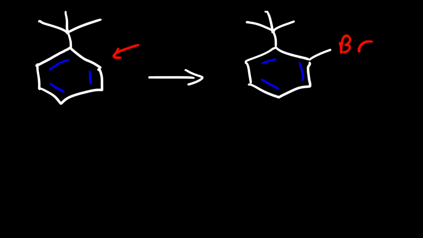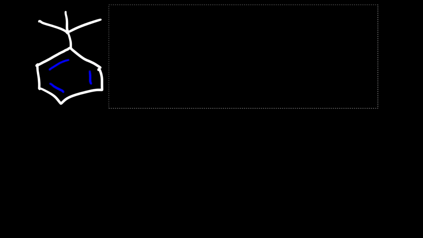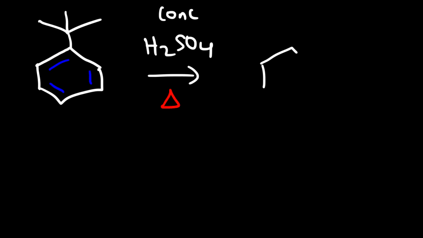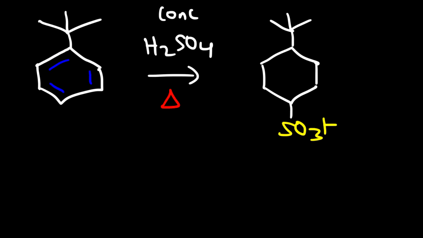So what we need to do is we need to use a blocking group, something that will block this position. And it has to be removable too. The best thing we could do is use sulfuric acid, concentrated sulfuric acid, with heat. And so what's going to happen is it's not going to go here because it's not accessible. At least that will be a minor product, but the major product will be adding the SO3H group to the para position because of this bulky tert-butyl group. And so after this step, for the most part, the majority of the product will be in this form.